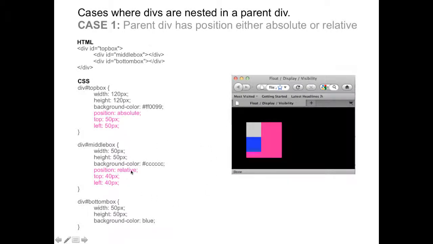What if we apply a position relative to the gray box, the one whose ID is middle box? Position relative, top 40 and left 40. Let's see how this moves. Before we click on the slide button, let's remember what position relative does. Remember that an element with a position relative applied to it is not plucked out of the flow. So it will move as of this point, right? And the blue will not take its place. So that's exactly what happens.